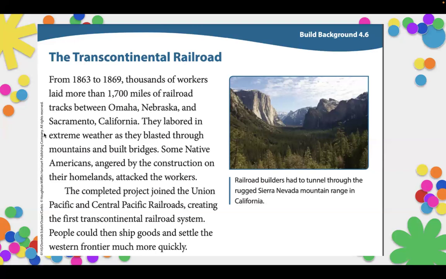Also, a section that was misunderstood was: some Native Americans, angered by the construction on their homelands, attacked the workers. Some students asked, why would they do that? Well, think about if you lived somewhere and your grandma lived there and their grandma lived there forever. And all of a sudden somebody says, I'm going to build a railroad through your house. You wouldn't be very happy either.